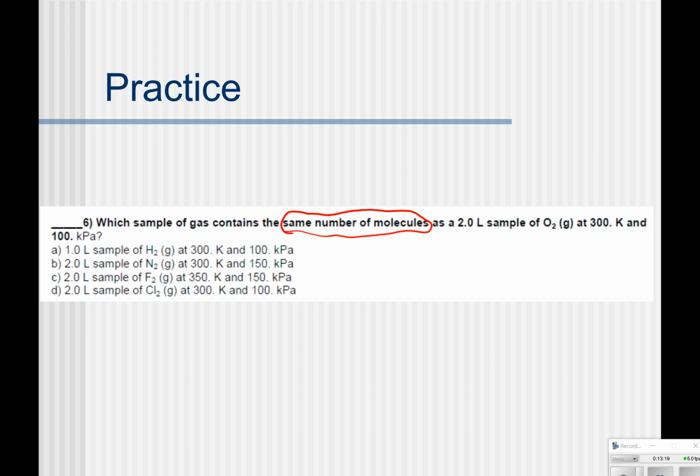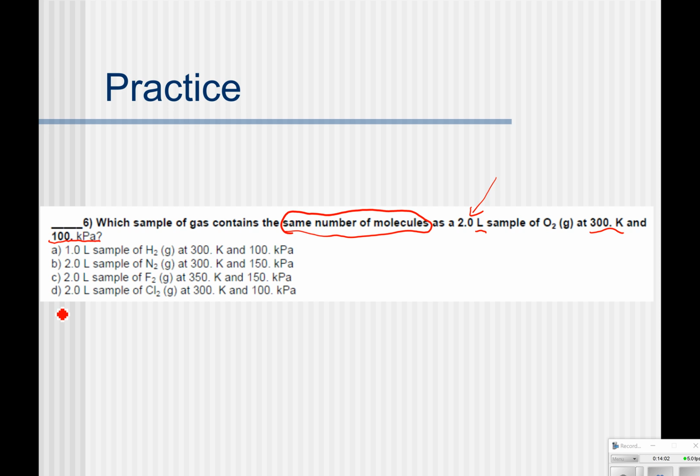well, Avogadro said if we have different gases at the same temperature and pressure, they're going to contain the same number of molecules. And we also have to match the volume, and we find that by the unit with the symbol of liter, capital L. So we have a 2-liter sample of gas at 300 Kelvin and 100 kPa. So we'd want to find these matching conditions, and if a different sample of gas is present at those same conditions, then it should have the same number of molecules as the sample in the question here.